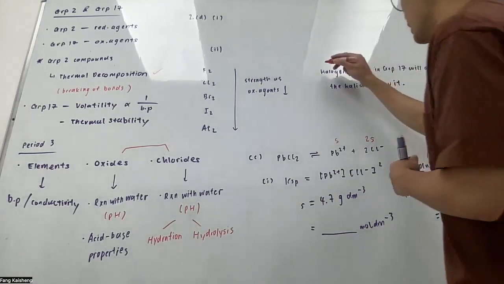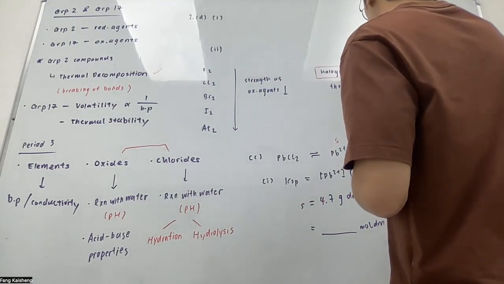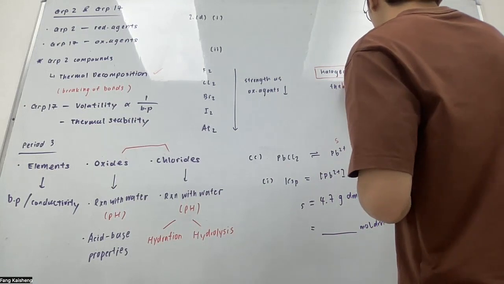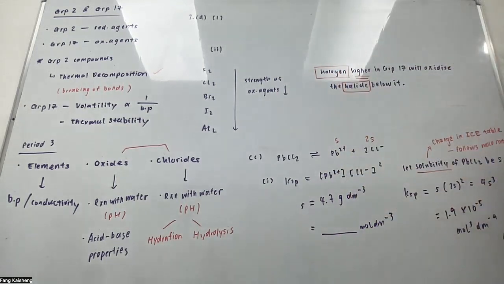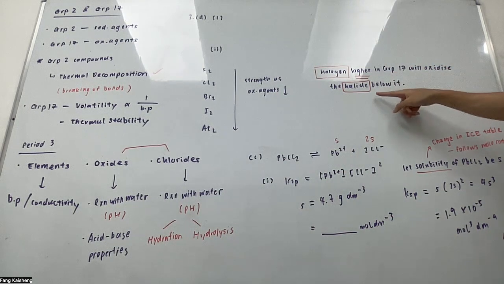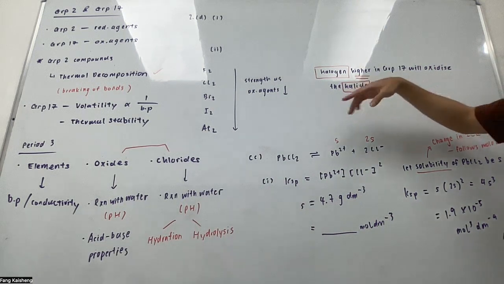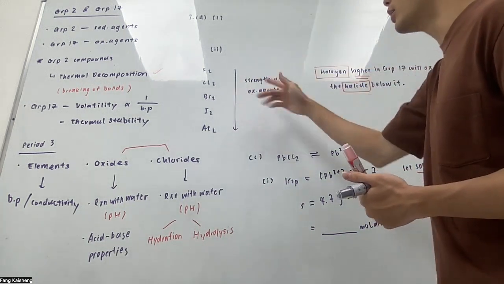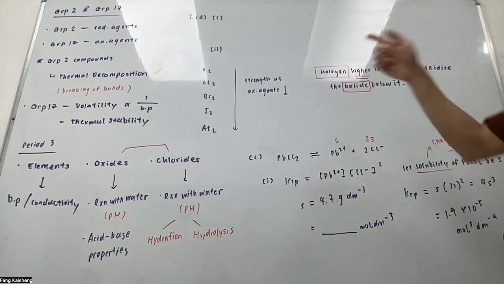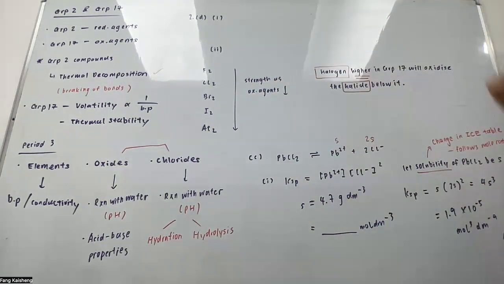Because I want you all to see this statement: a halogen higher in the group oxidizes a halide lower down. From this statement alone, is higher or lower stronger? Higher, right? Higher is more powerful at oxidizing a halide. So higher means stronger, which means as you go down the group, it becomes weaker. That's how you use this trend. You just need to remember this statement.